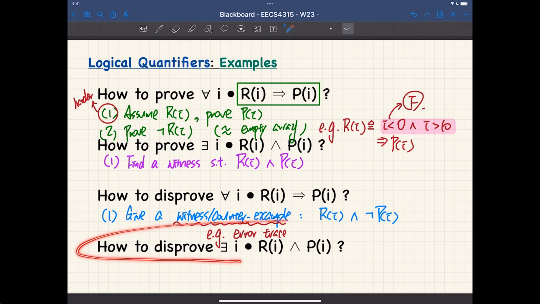And what about the final one? How do we disprove existential quantification? Yeah, something like that, for sure. Think about how I can make this conjunction false. Either I can make this false, or I can make this false, either way. Let's start with the first one. Either I can just show that R of i is not the case. This also corresponds to the empty array. Is there any positive number in the empty array? No, it's false, right?